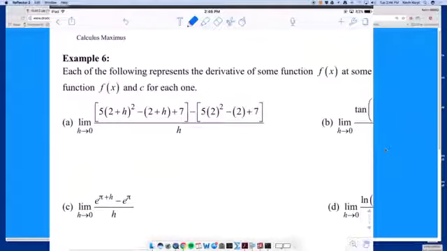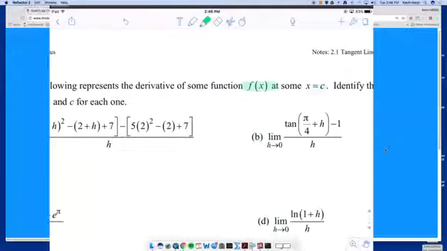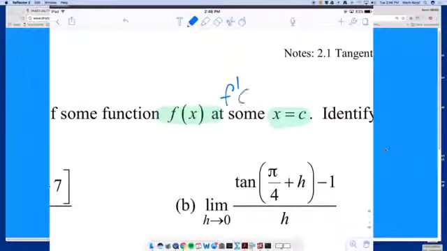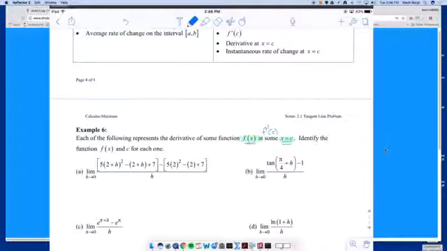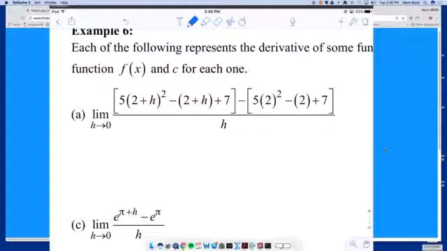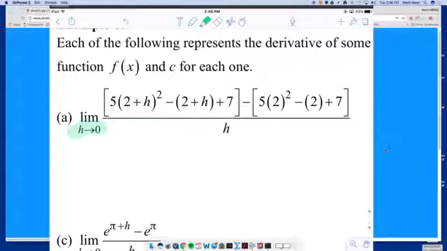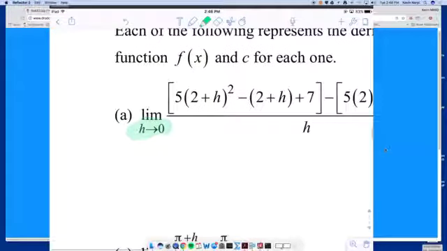Each of the following limits represents the derivative of some function, f of x, at some x value, call it c. In other words, they represent f prime of c for some function f of x at some c value. Your task is to identify the function whose derivative it represents and the value of c whose derivative value it's being evaluated at. The giveaway, if it hadn't said this, is h going to 0. College Board and I and most people use h exclusively to represent the limit definition of a derivative. Now this is the modified form. It has to be modified form because it represents the derivative of some function at some point.